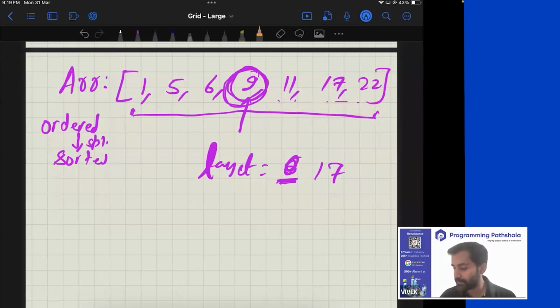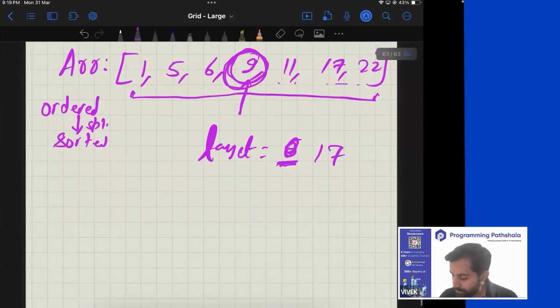So you can clearly see here that depending on whether your target is larger or smaller, you are either switching to the left side or switching to the right side. Now, what that means is that initially, if your search space is of size n, after exactly one iteration, your search space becomes of size n by 2. If you go to the right side, then also it is n by 2. And if you go to the left side, then also it is n by 2. Now, this is amazing. Why this is amazing is because from a search space of size n, we are reducing it to half.